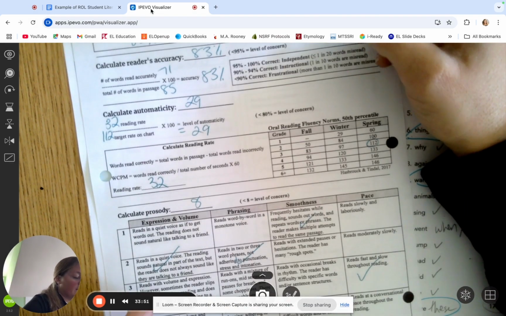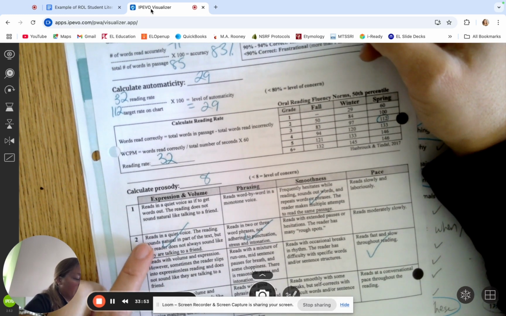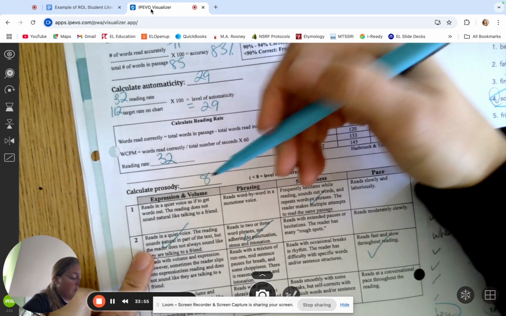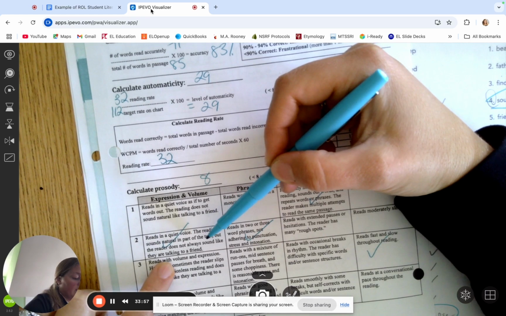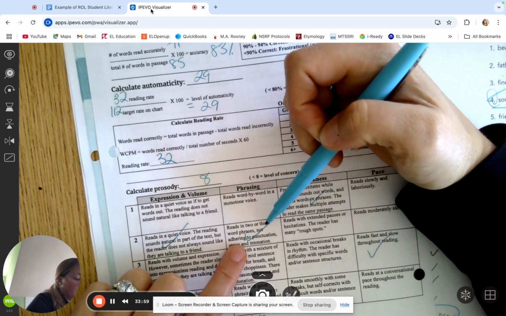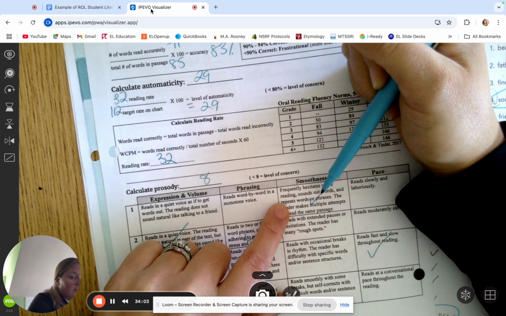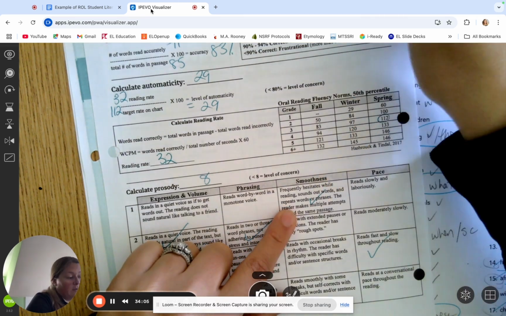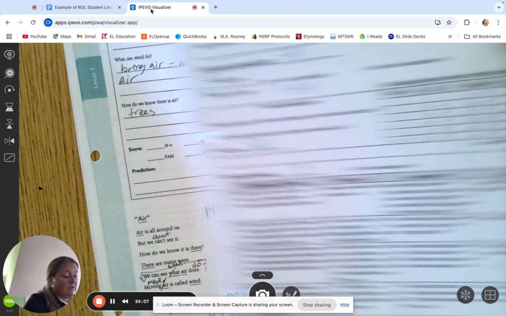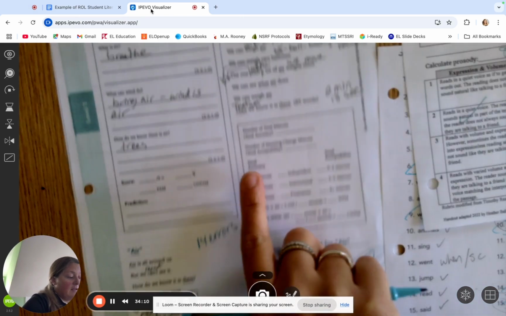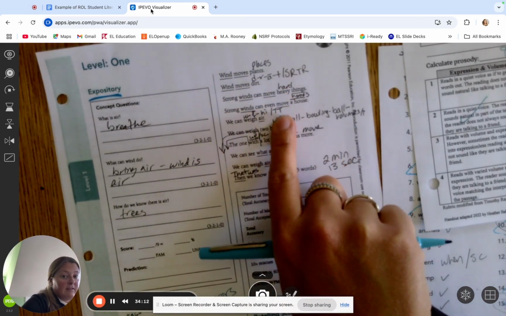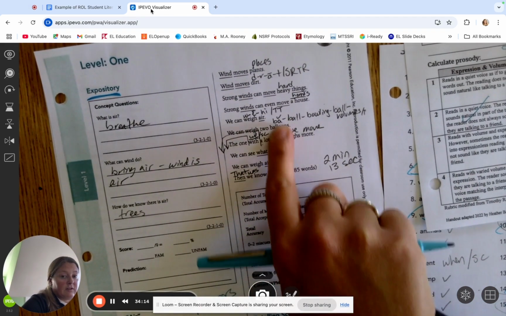And then his prosody score was an 8, which is also a level of concern. So he still reads in a quiet voice. He reads in 2 to 3 phrases. He's hesitating to sound out words all the time. I mean, that makes sense because he's doing it when he's looking at a single word. So then when they're strung together, it makes sense that he's going to do it even when they're strung together.